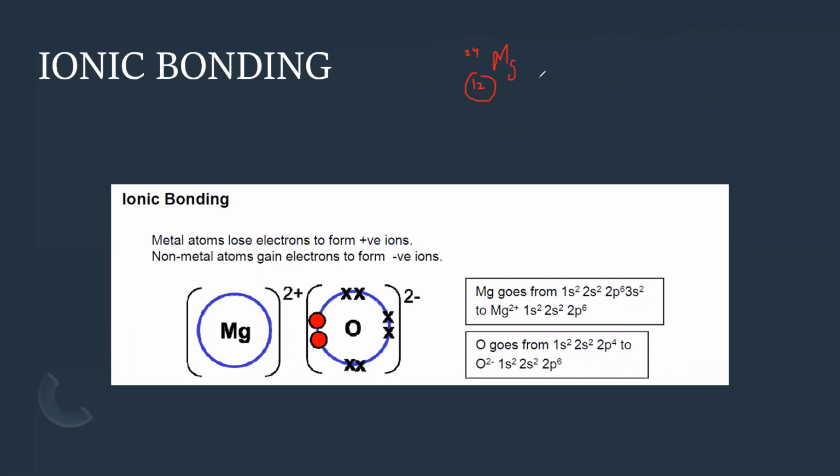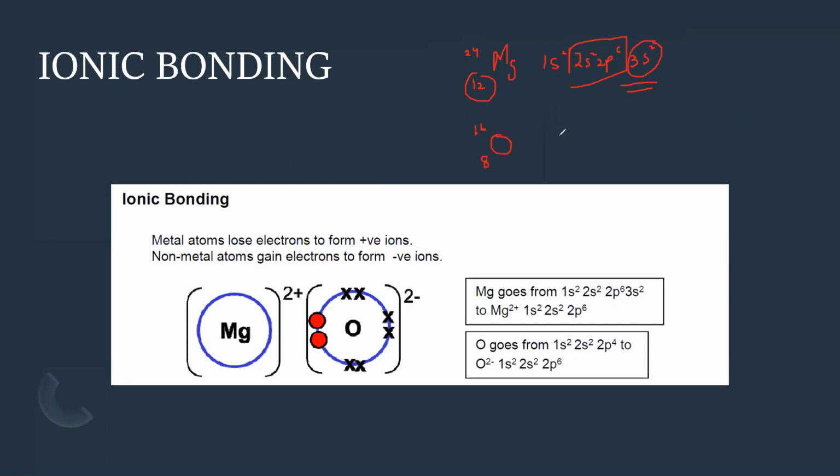So 1s2, 2s2, 2p6, 3s2. In the valence shell, the last shell, there are two electrons. And I told you metals tend to lose all their valence shell electrons so that the inner shell will be more stable, or complete. When you take oxygen, oxygen is 8 and 16.